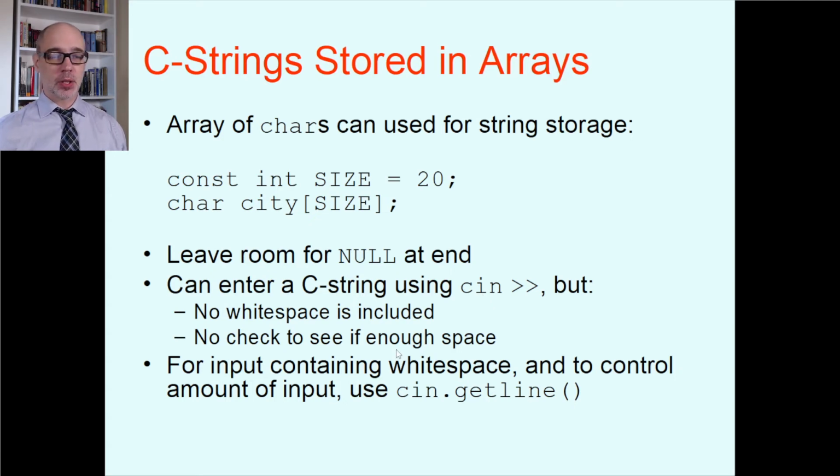And in addition, the cin extractor doesn't do any check to see if there's enough space. So if someone types in a very, very long city name that's bigger than the space for this array, you've got a buffer overflow situation. And cin will actually put all those characters one after the other, run right past the end of the array, and smash over whatever variables are stored in memory after that. And, among other things, maybe your program's going to crash, but that's a hacking vulnerability.